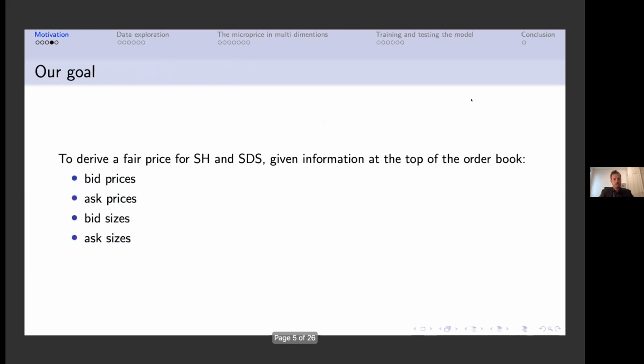So what's the goal, or where am I heading with this talk? I'm going to define what I'm going to call the micro price, which is a notion of fair price simultaneously for SH and SDS, given the information at the top of the order book. The information that I'm interested in is going to be the bid prices for SH and SDS, the ask prices, the bid sizes, and the ask sizes. So 2 times 4, we're essentially taking 8 numbers, and out of these 8 numbers, we're going to have a fair price for SH and a fair price for SDS. And in some sense, these two prices will be aware of each other. SH will know whether it's a bit under or overpriced with respect to SDS.